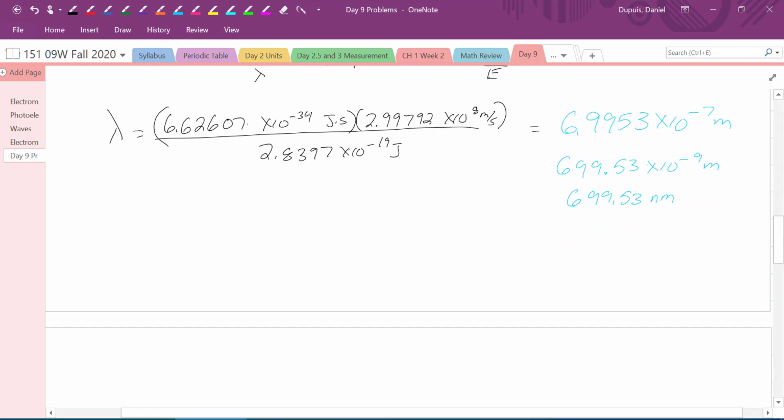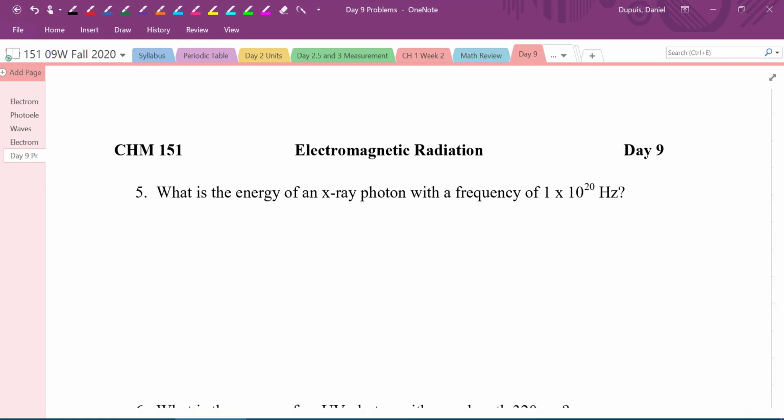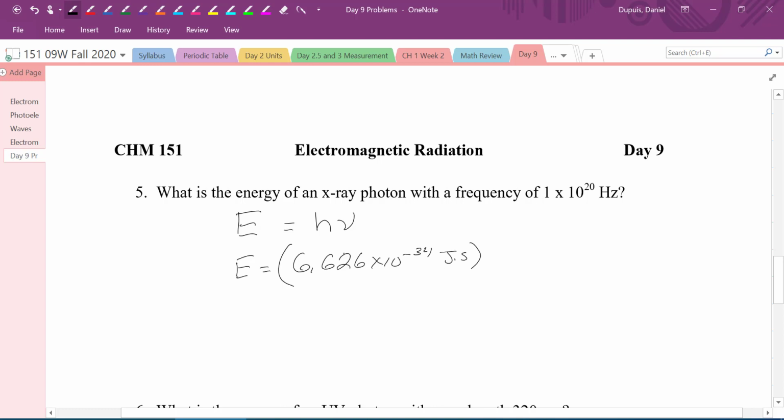Okay, number 5. Almost done. What's the energy of an X-ray photon with a frequency of 1 times 10 to the 20th? So E equals h nu. E equals 6.626 times 10 to the negative 34 joules times seconds. Why did I just use that number? Well, 1 sig fig versus 4 sig figs, 1 sig fig is fine. Times 1 times 10 to the 20th, 1 over seconds. So my energy would be 6.626 times 10 to the negative 14 joules, or 7 times 10 to the negative 14 joules, because I only have 1 sig fig.